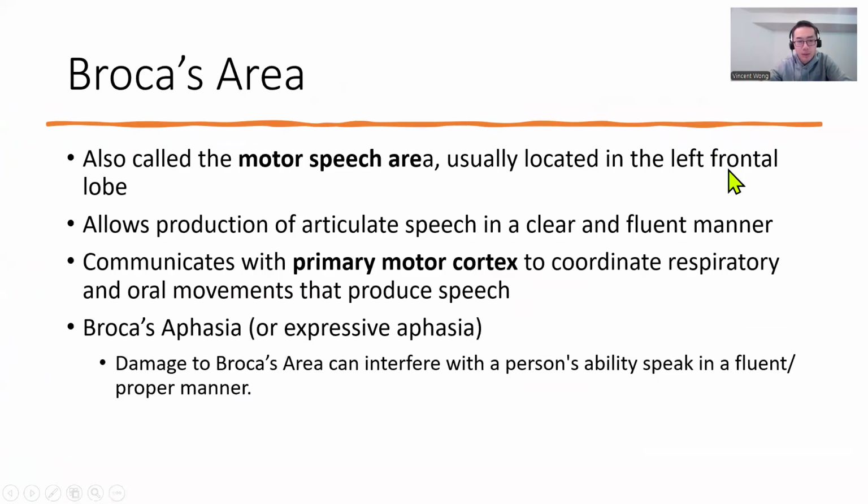Starting with the Broca's area, that is also called the motor speech area. And like I said, it's located on the left frontal lobe for most people. Some people have it on the right. And it allows the production of articulate speech in a clear and fluent manner.